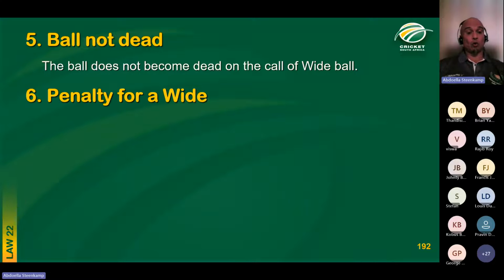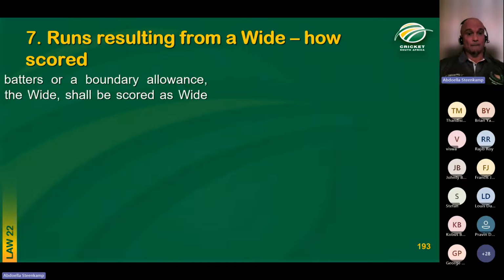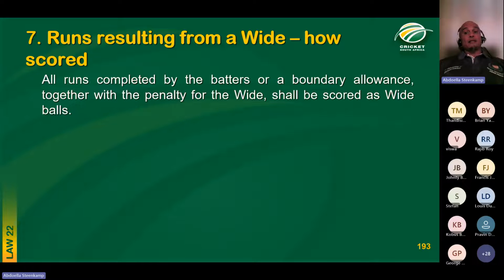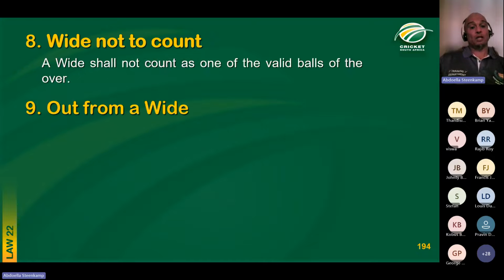Ball is not dead on the call of a wide. Penalty for a wide: as soon as you call wide, there's a penalty of 1 run. And then it just goes further. Let's say the ball is wide, you call and signal wide, the keeper misses it and it goes over the boundary. You will then allow for the penalty for the wide. So you'll signal wide to the scorers and wait for them to acknowledge. You will signal boundary 4 as well to the scorers and wait for them to acknowledge. So all runs completed by the batters or a boundary allowance together will be put in the scorebook as wides. A wide does not count as 1 for the over.